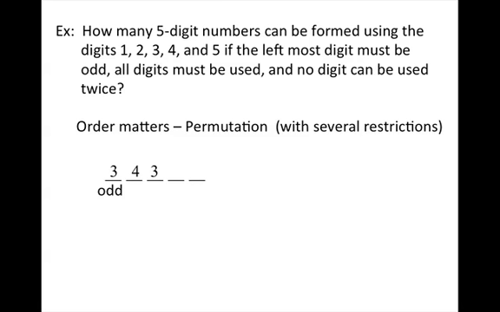Now I've used 3 of the 5 numbers, so I have 2 left to choose from for the next position. And finally, since I've used 4 of the 5 numbers, I only have 1 left to choose from for the last position. I apply the multiplication principle and multiply these, and I get 72, so that means 72 different numbers could be formed.